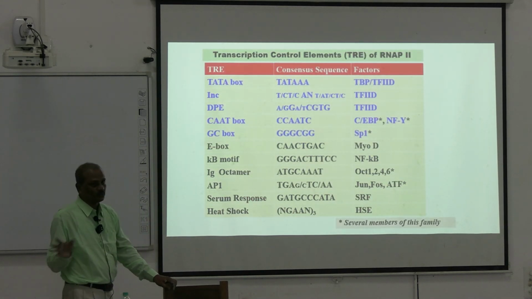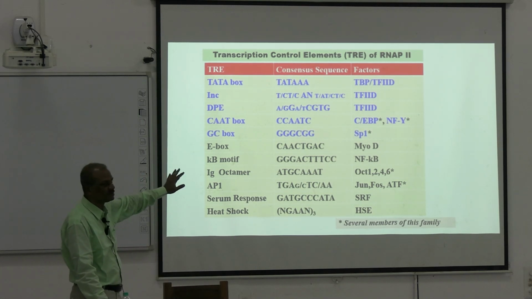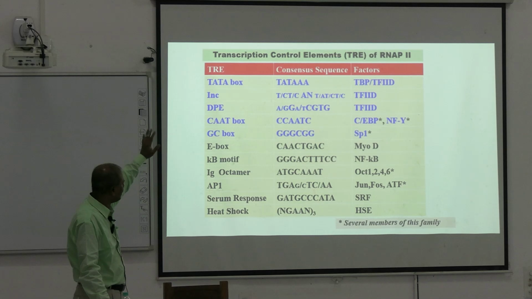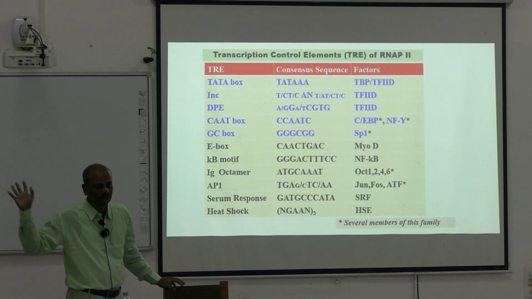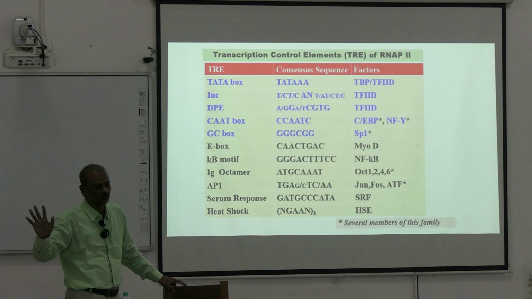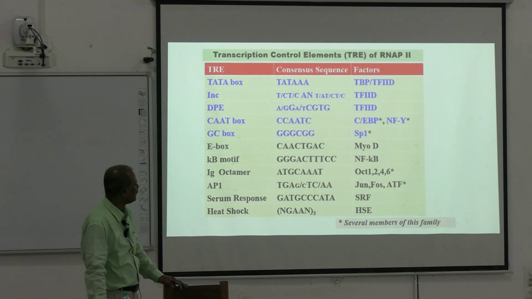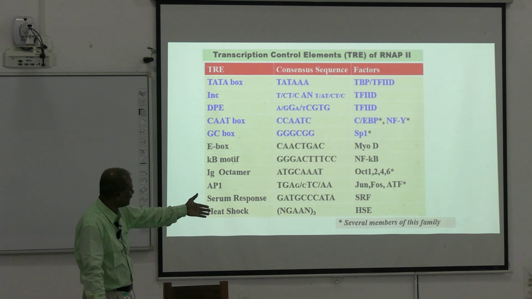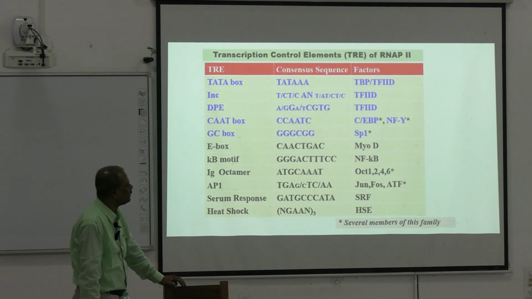So transcription control elements: the number, only TATA box, CAAT box, GC box I have shown. There are other boxes, there are other regions. It is not that these 3 regions which I have shown here are the only controlling agents. So a number of factors are there which are affected. You can see the several members of this family. I have indicated only a few.